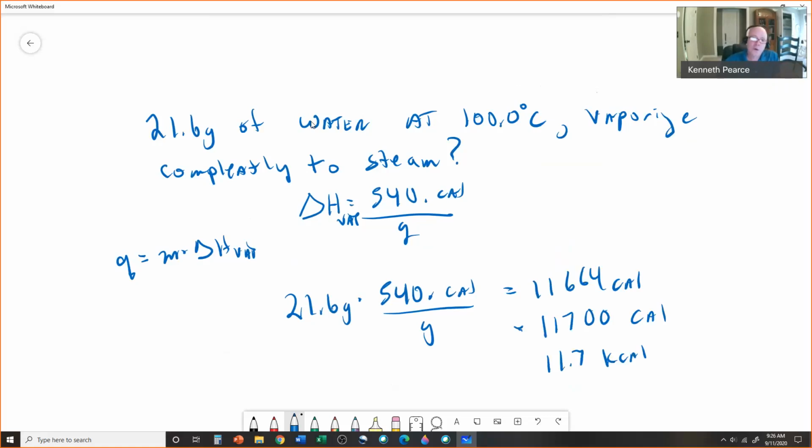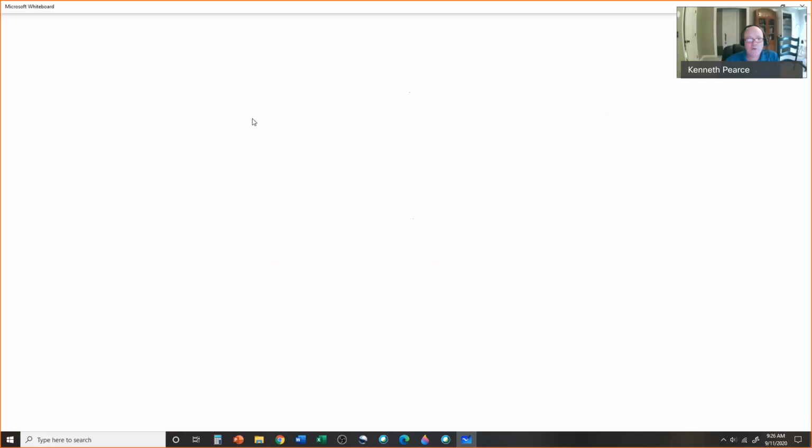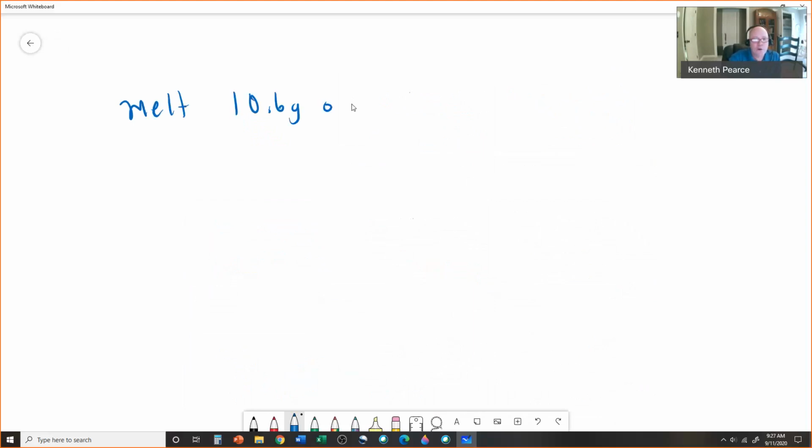And so we can do this also. Finally, we can actually do more than one thing at a time. How about if we melt some ice and then heat it up? So how about we melt 10.6 grams of ice at 0 degrees Celsius and heat to room temperature, which is 25.0 degrees Celsius. What do we do then?